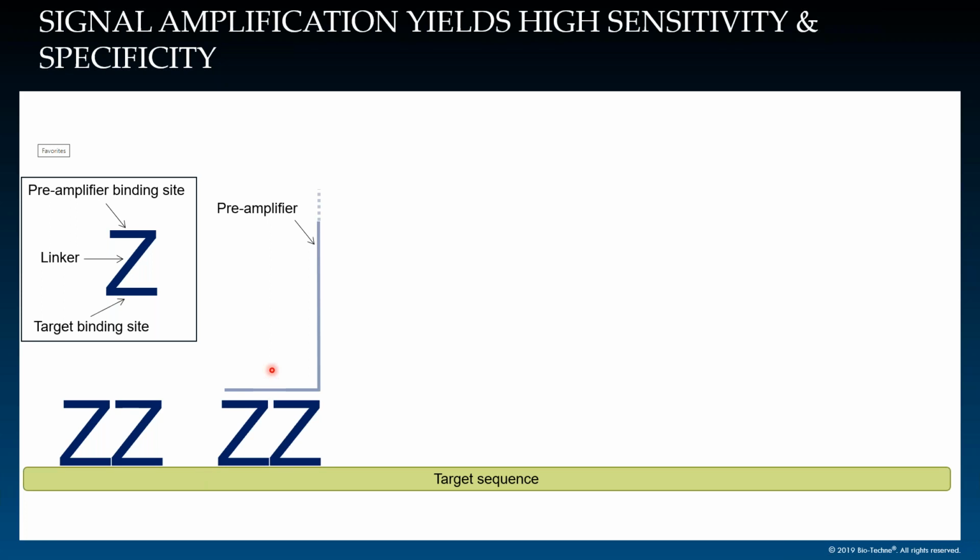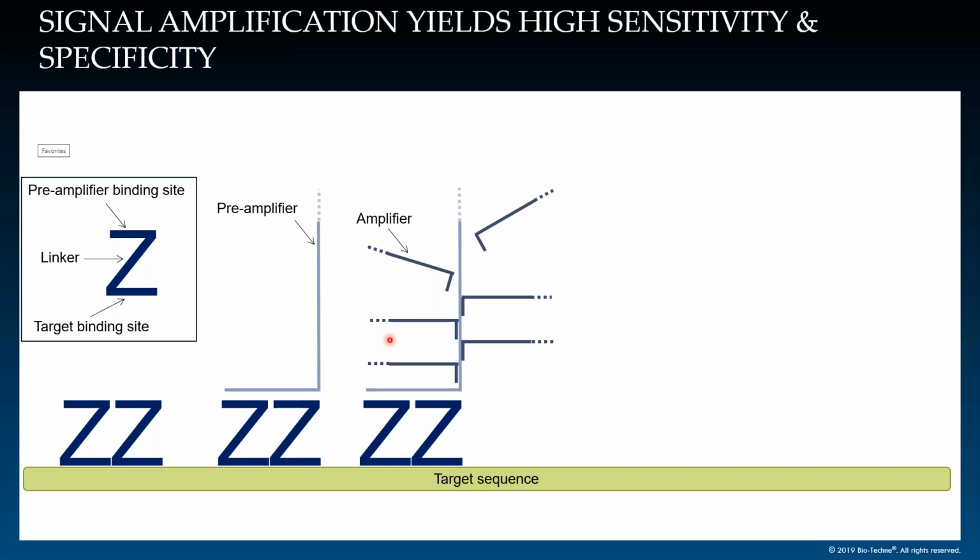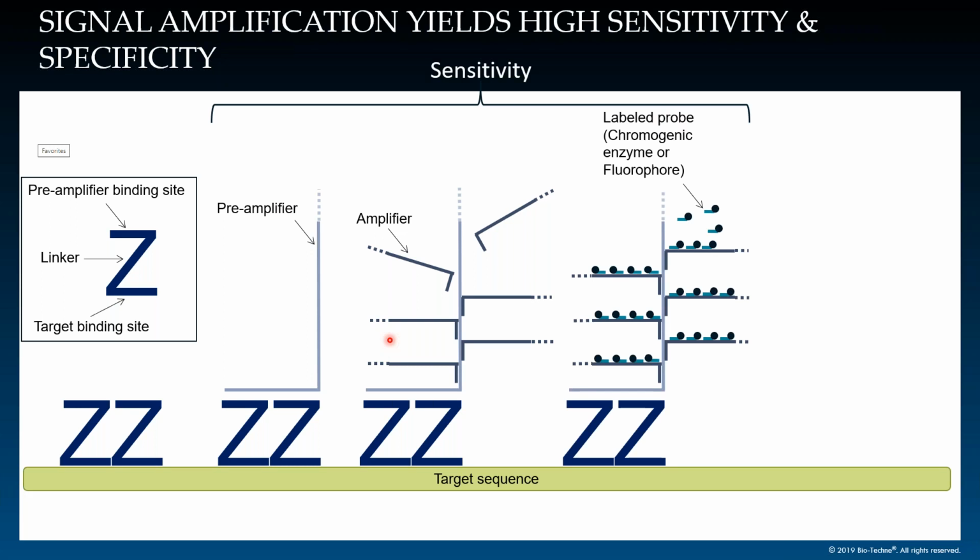This allows for binding of the preamplifier on the Z pair, after which you have the amplifiers that bind onto the preamplifier, followed by which either the chromogenically or fluorescently labeled probes bind onto the tree. This amplification system ensures high sensitivity of detection, allowing visualization of even the low expressing targets.